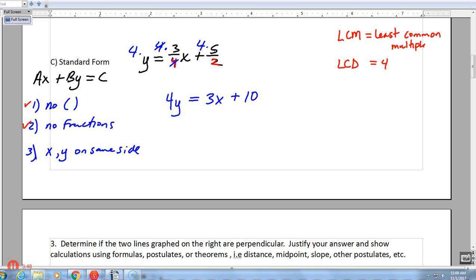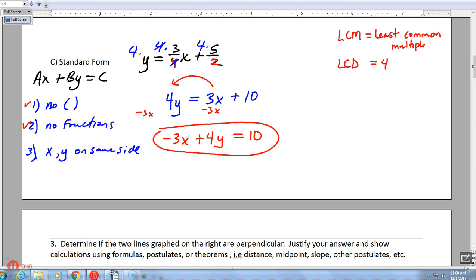Now I just got to get x and y on the same side. So I'm going to move this 3x to the other side. Technically, I'm subtracting 3x from both sides. I usually don't show that, I just kind of move it. So I have negative 3x, a positive 4y, equals 10. The SAT would be happy with this answer, and they would like that answer.